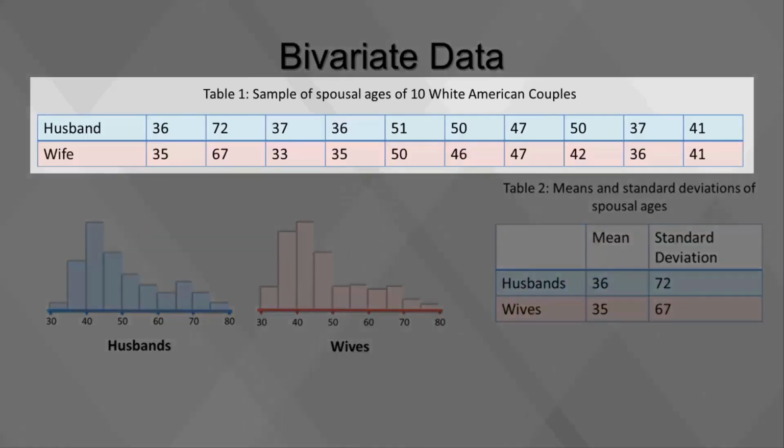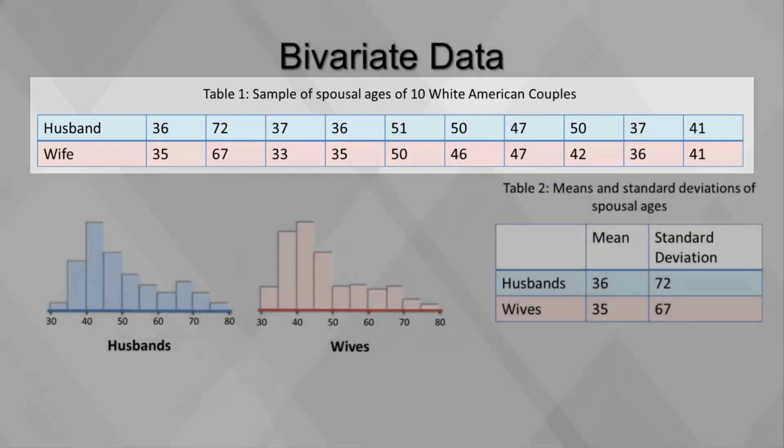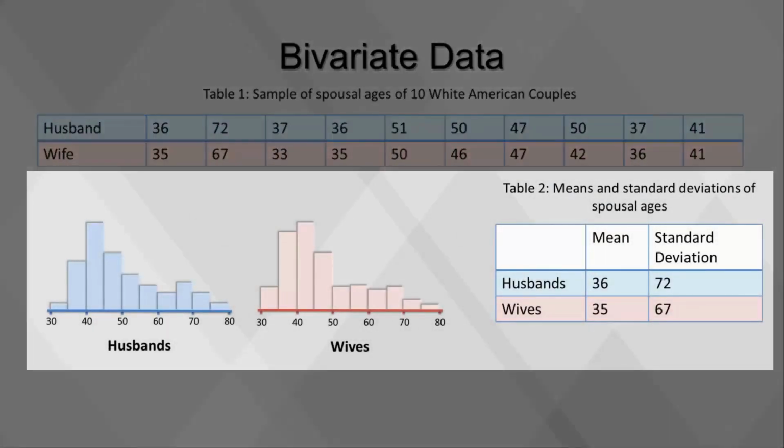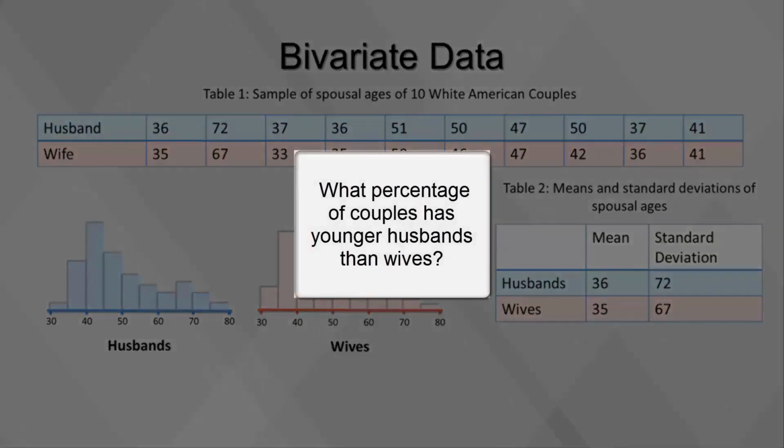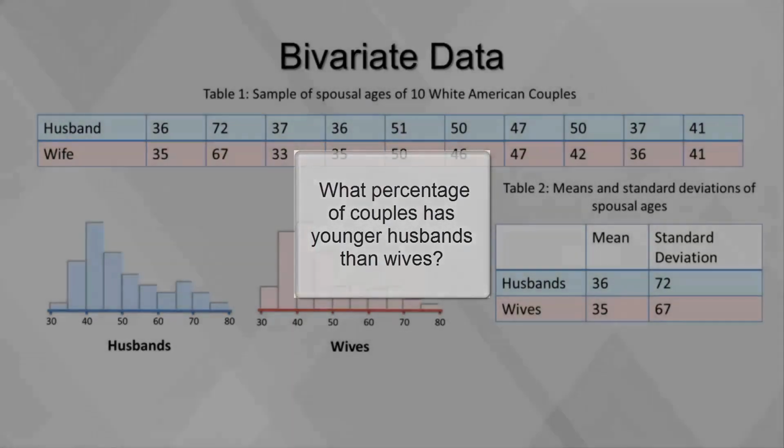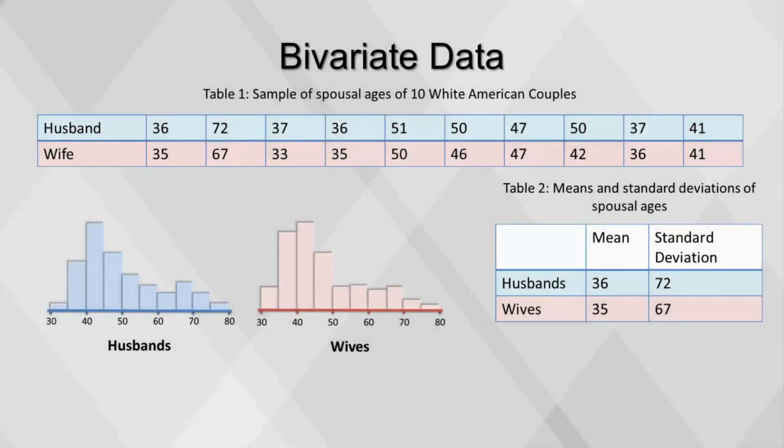From Table 1 we can see that not all husbands are older than their wives, and it's important to see that this fact is lost when we separate the variables. That is, even though we provide summary statistics on each variable, the pairing within the couple is lost by separating the variables. We cannot say, for example, based on means alone, what percentage of couples has younger husbands than wives. We have to count across the pairs to find this out. Only by maintaining the pairing can meaningful answers be found about the couples.